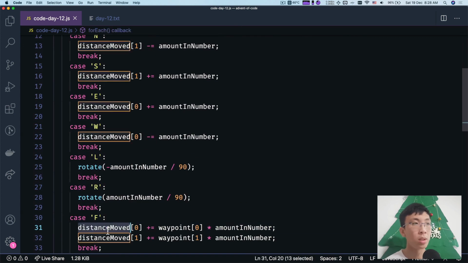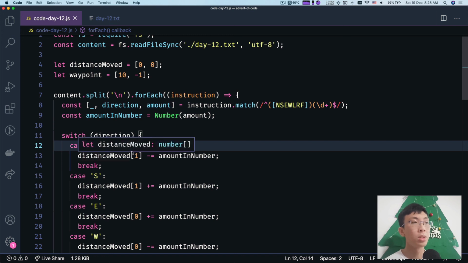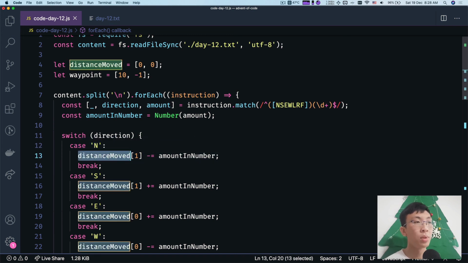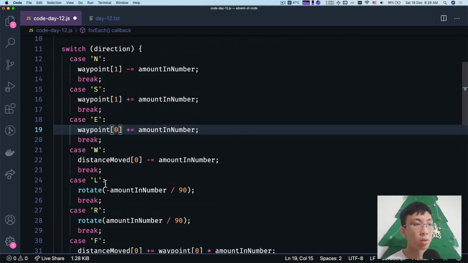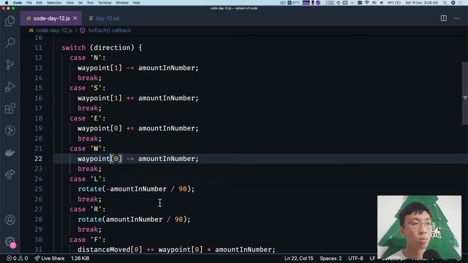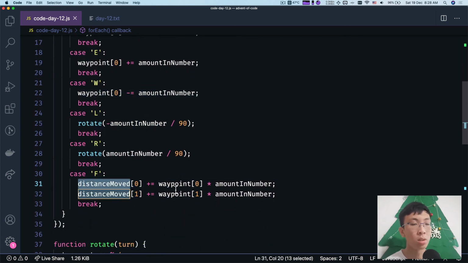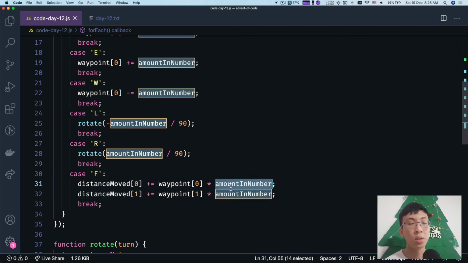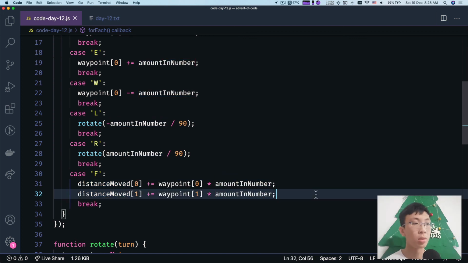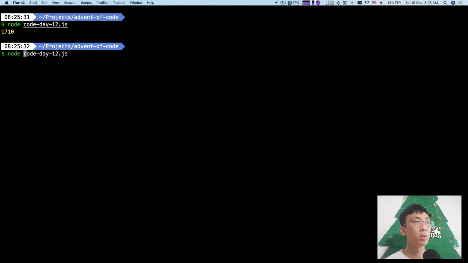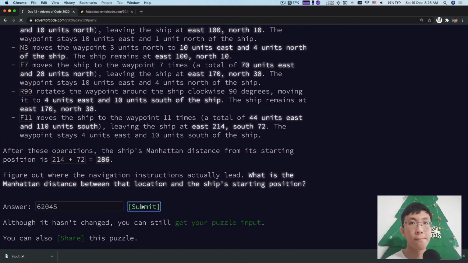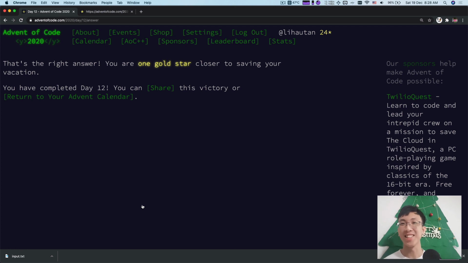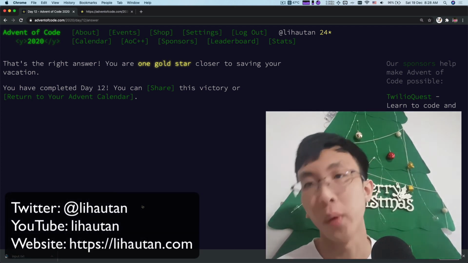And the forward, okay, so let's go one by one. So north is actually not moving the distance, but moving the waypoint. South is the same thing as well. We rotate the waypoint, which is good, and the distance is the waypoint times the amount in number, which is correct, right? So let's try this. 62045. Yes, that's the right answer. And we solved day 12.